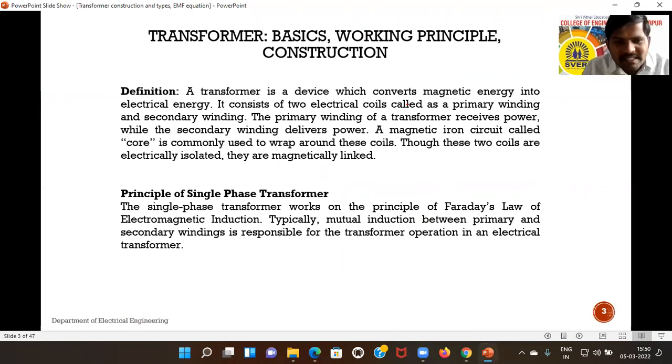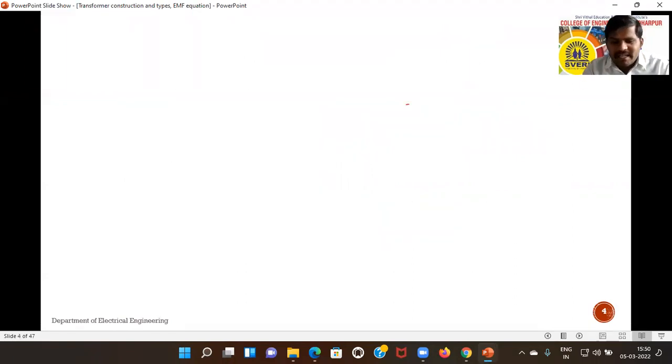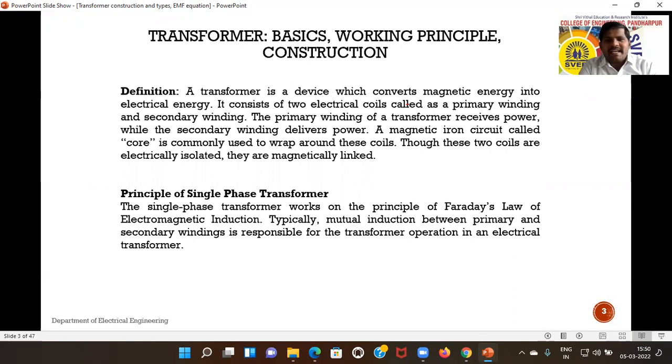A definition: a transformer is a device which can convert magnetic energy into electrical energy, taking input as electrical power. It consists of two coils called the primary and the secondary winding. The primary winding of the transformer receives the power, and the secondary winding delivers the power. A magnetic iron circuit called the core is commonly used to wrap these coils. These two coils are electrically isolated and magnetically linked.